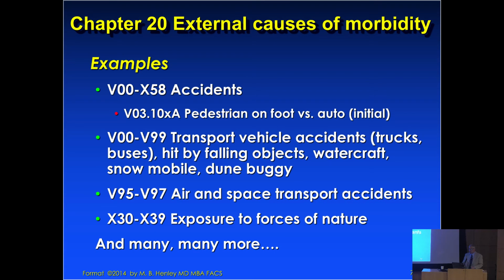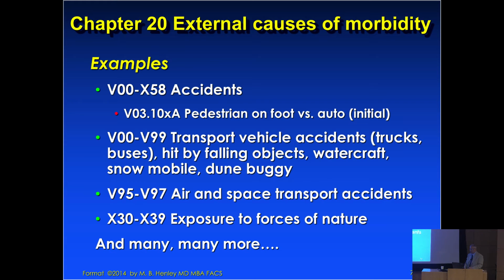So examples of external causes of morbidity include accidents such as V03.10XA, which is a pedestrian who's on foot, struck by an auto as the initial visit, A.